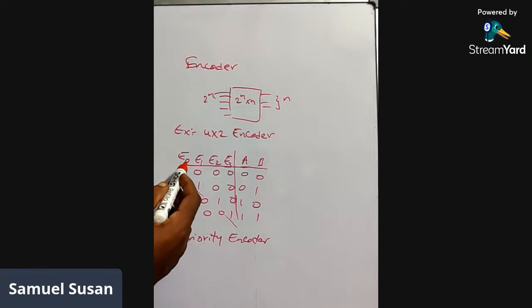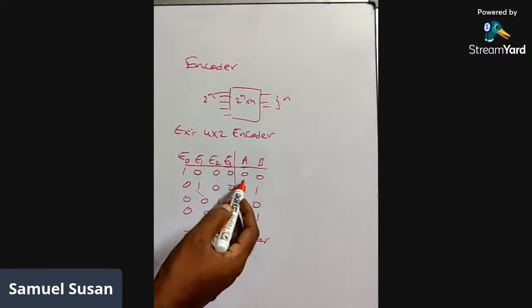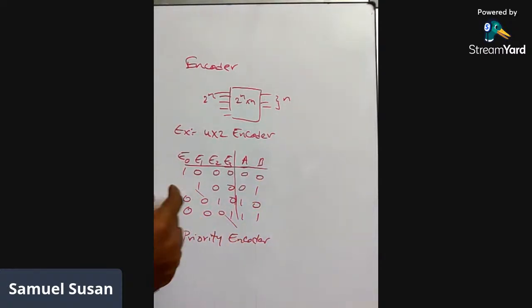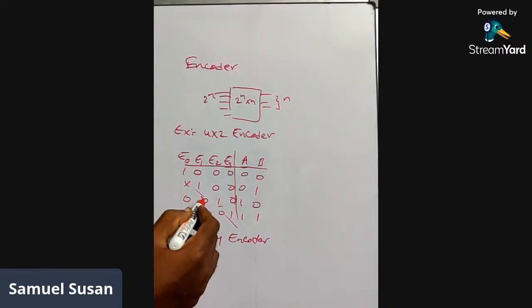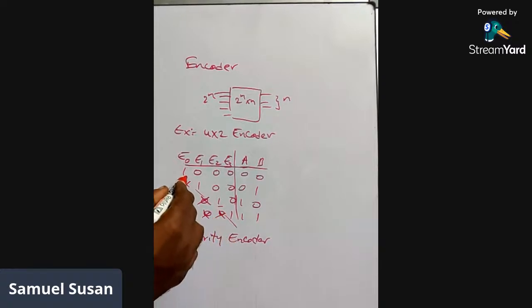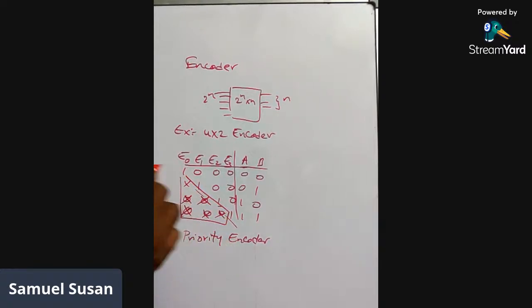So there we give priority to the highest number. Like when E0 is 1 and all others are zeros, then you get 0, 0. But when E1 is 1, then you don't care about E0. So we put an X there. And when E2 is 1, we are not bothered about E1 and E0. So in that diagram for the priority encoder, in the lower triangle, you get all don't care conditions. That is what a priority encoder is, right? So if you understand decoder, encoder is very simple, and there is a small modification in encoder, that is priority encoder.